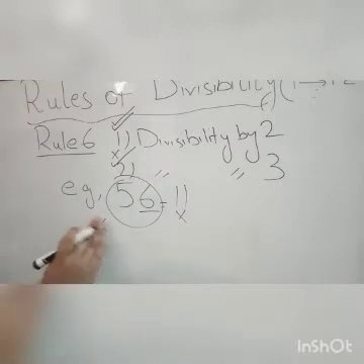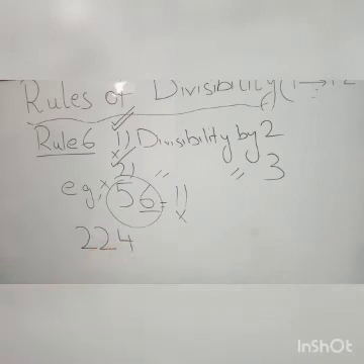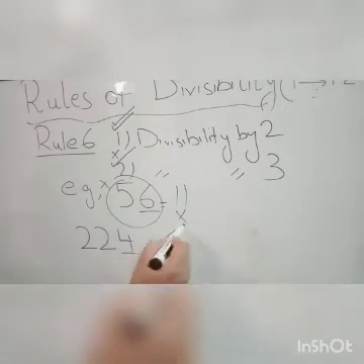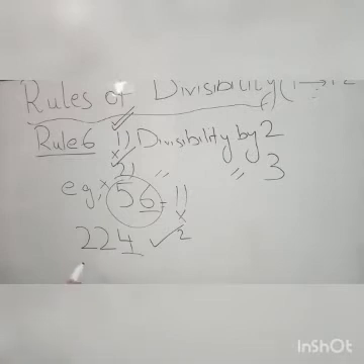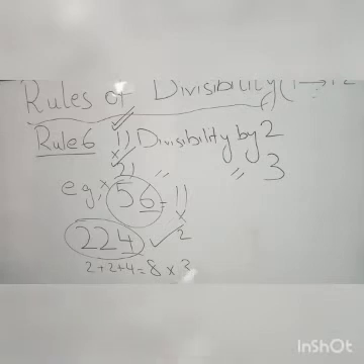Let's do one more example. Let's write a 3-digit number, 224. Let's check for 2. The last digit is even, so yes, it is divisible by 2. To check for 3, add 2 plus 2 plus 4. 4 plus 2 is 6, 6 plus 2 is 8. So 8 is not divisible by 3. So again 224 is not divisible by 6 because it's not satisfying the rule for 3.